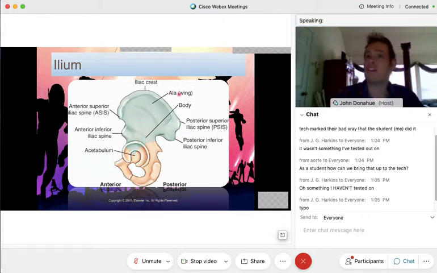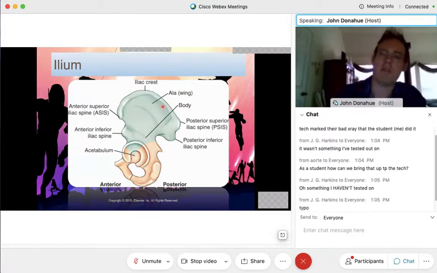Now, by the way, when you're labeling this, you don't have to tell me that's the ala of the ilium, the body of the ilium. As long as you tell me that's the ala of the pelvis, or body of the pelvis, I want you to say ala of the pelvis, body of the pelvis. That's acceptable for me. It's all part of the pelvis. That's the easiest way to label that, in my opinion.